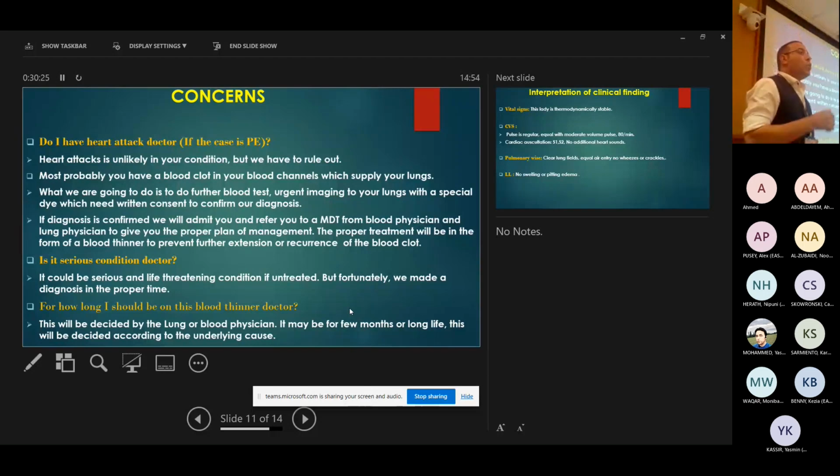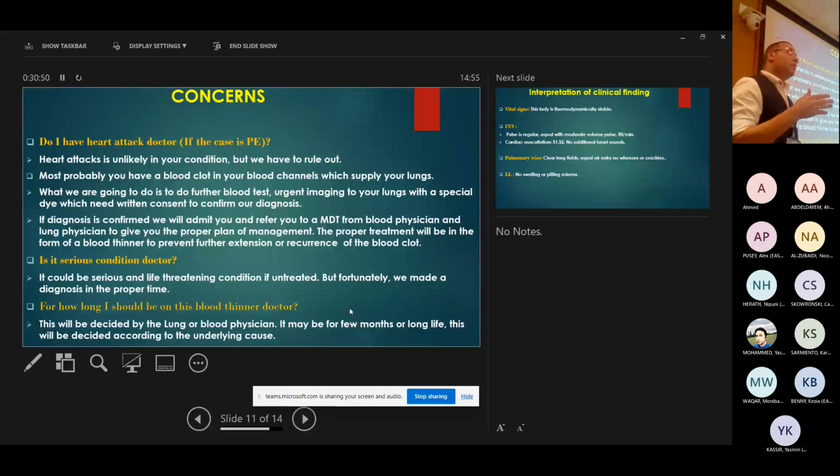So what we have to do now, you explain the diagnosis. You have to explain the next step. So now what we have to do is to put you under close monitoring and to run some blood tests and a scan of your lung to confirm our diagnosis. And if confirmed, the management plan. You have to tell the patient what could be the diagnosis, what you are going to do, and the management plan, and reply to the concerns.